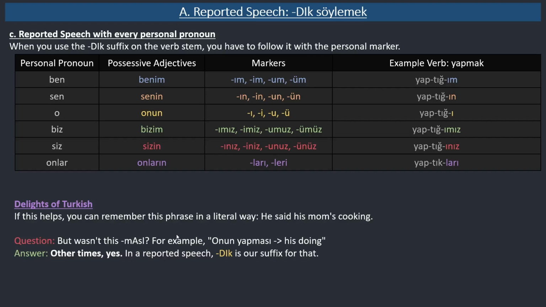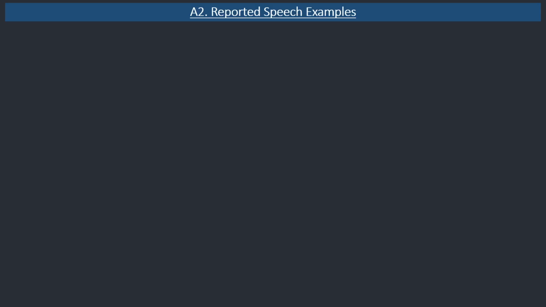Okay, so I think you should be familiar with the table by now, so I will move to the second part. And what's next? So finally, we are moving into the examples and how to actually build the reported speech. So first, in order to do a reported speech, we need to know the difference between demek and söylemek.